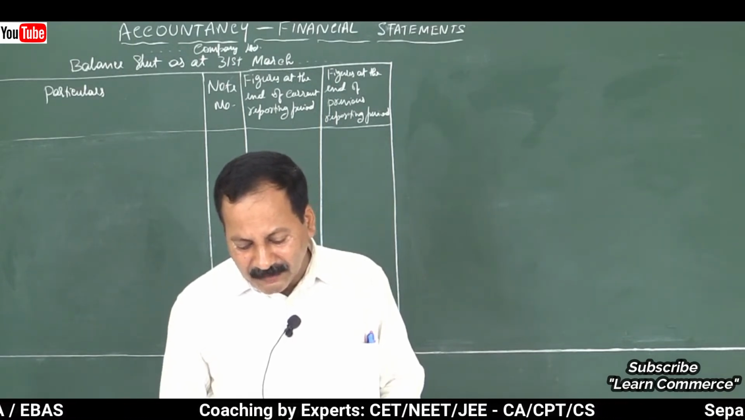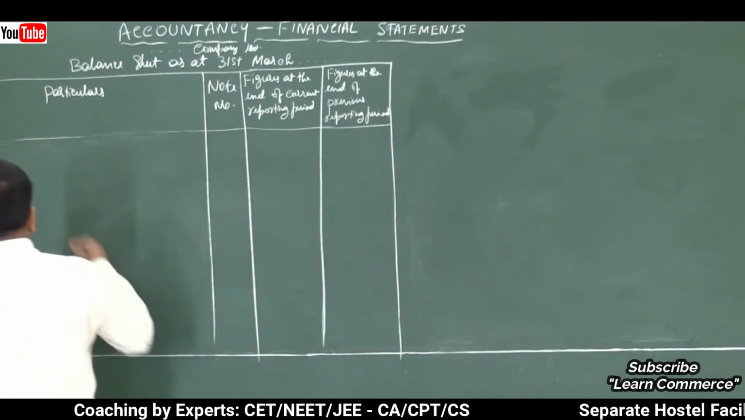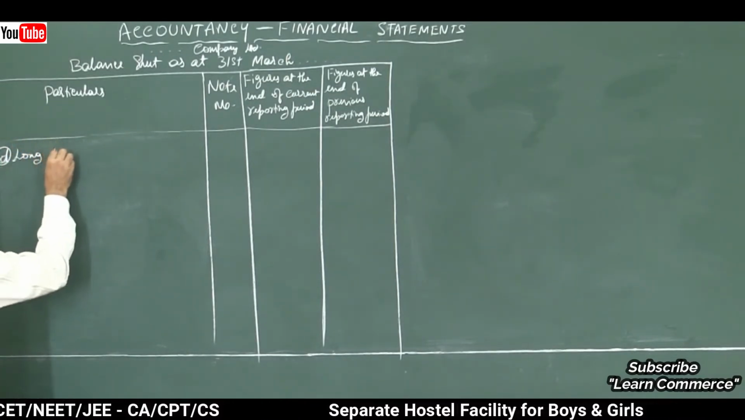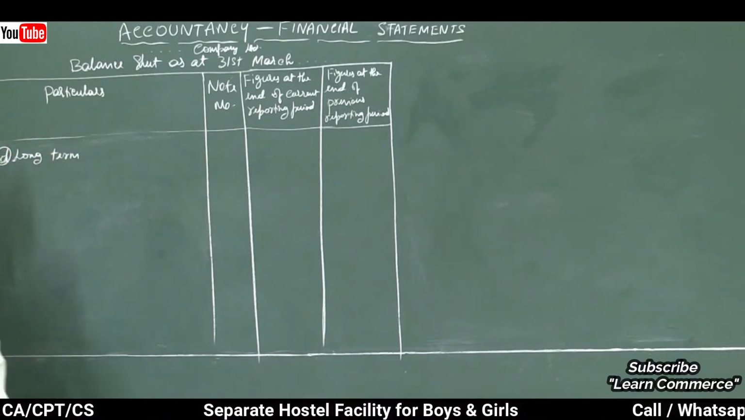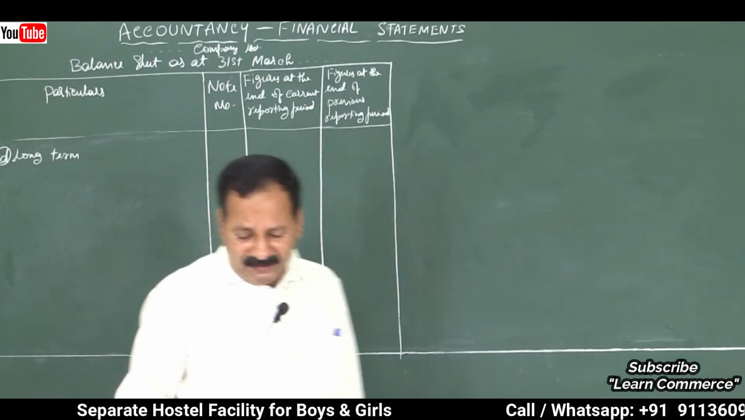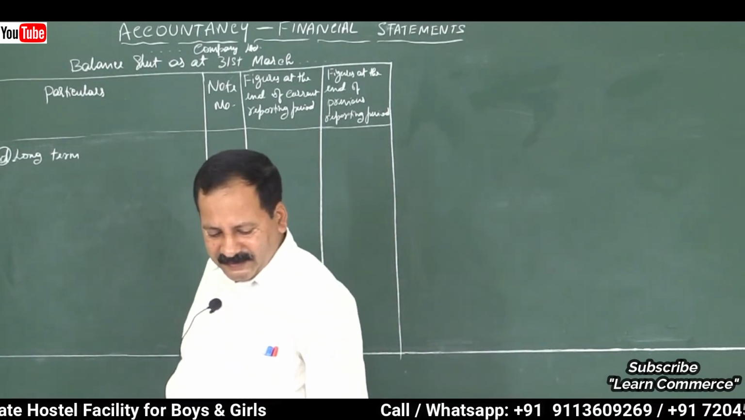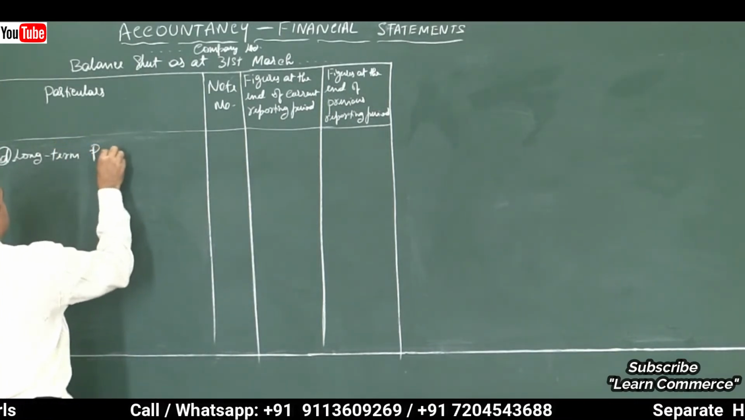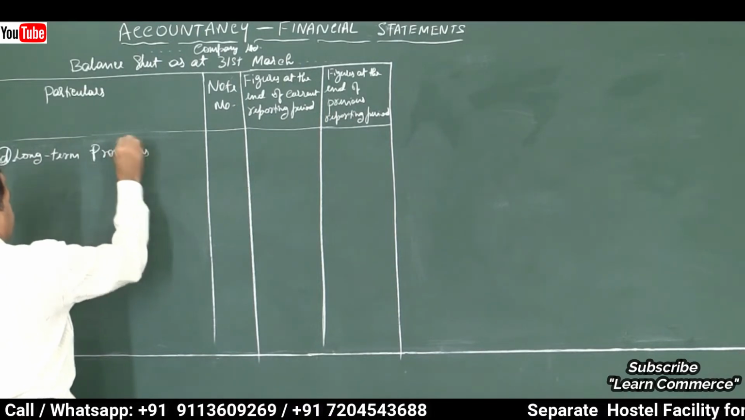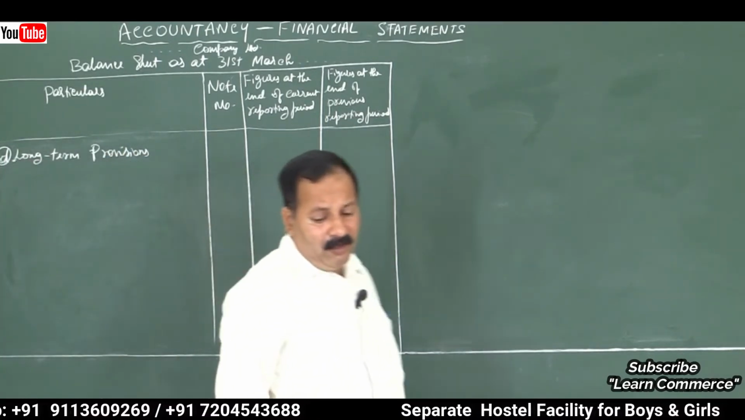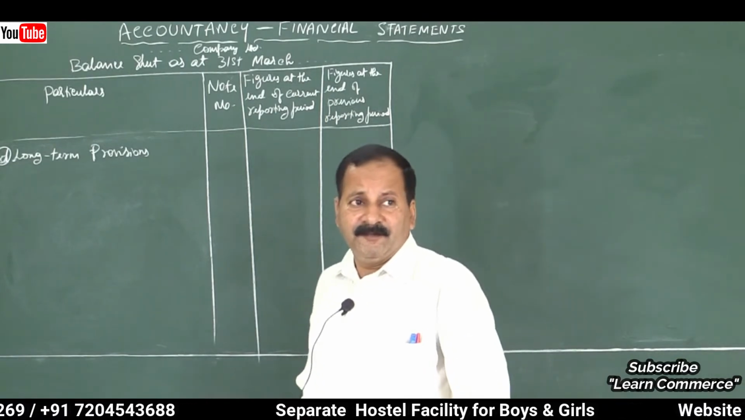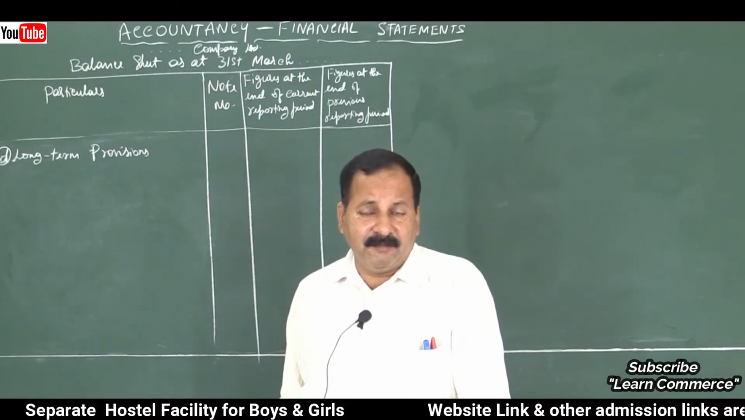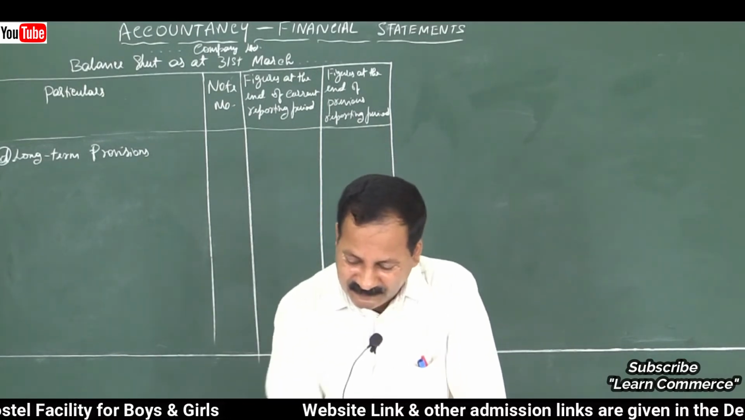Then long-term provisions. Any provisions that are made, point D it is, long-term provisions. C is other long-term liabilities. Then the last one is D, long-term provisions. That is the provisions made for a long term, more than 1 year, isn't it? Or a provision which is made to acquire a capital asset comes under long-term provisions.